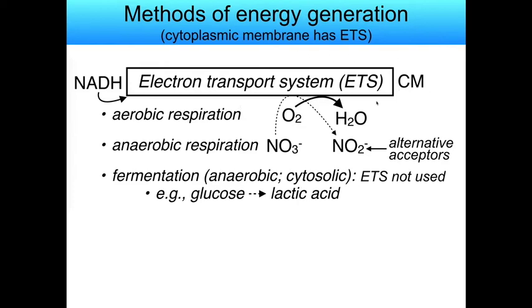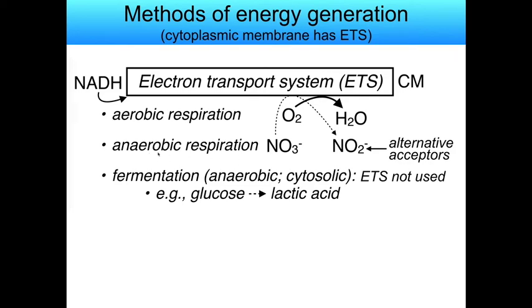And the protons come in through an ATPase. The ADP condenses with phosphate to form ATP. So that's fine and good, but many bacteria actually have other electron acceptors they can use other than oxygen. So instead of using aerobic respiration, they use anaerobic respiration.